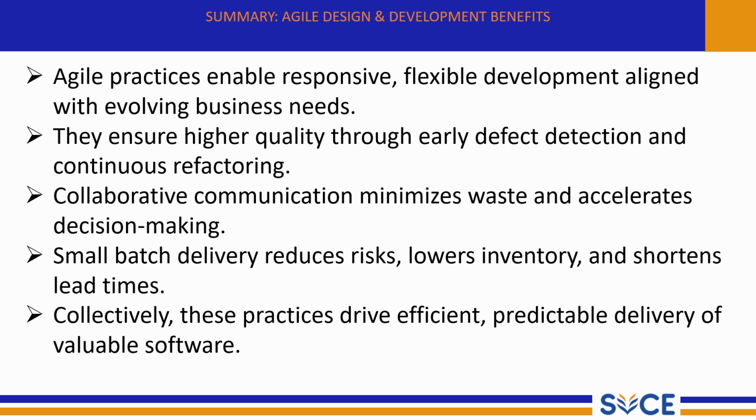Small batch delivery reduces risk, lowers inventory, and shortens lead times. Instead of delivering the big project all at once, Agile delivers in small increments. This reduces risk because issues can be found early. It also reduces work in progress, shortens the delivery time, and improves efficiency.